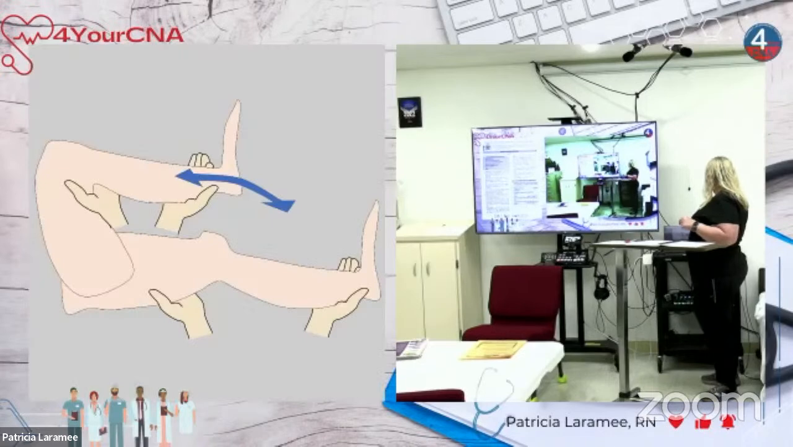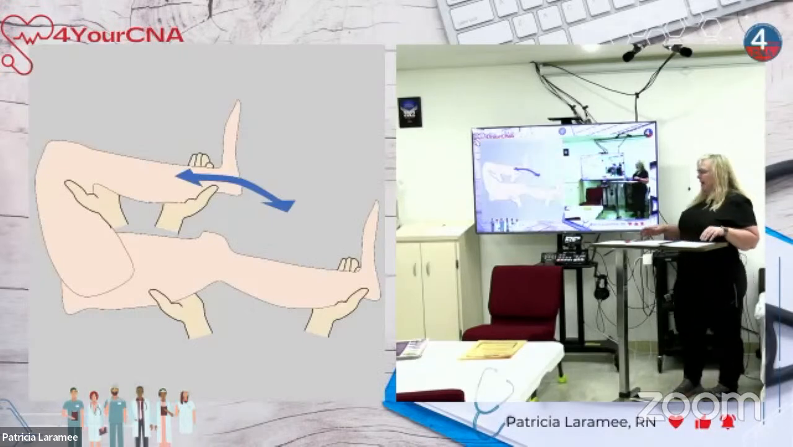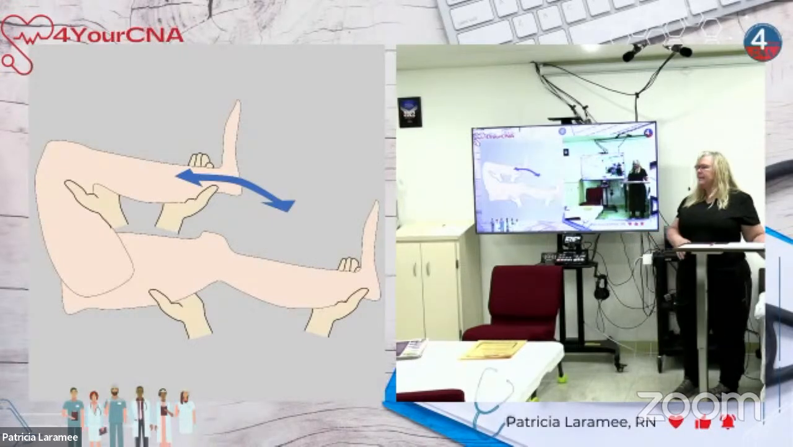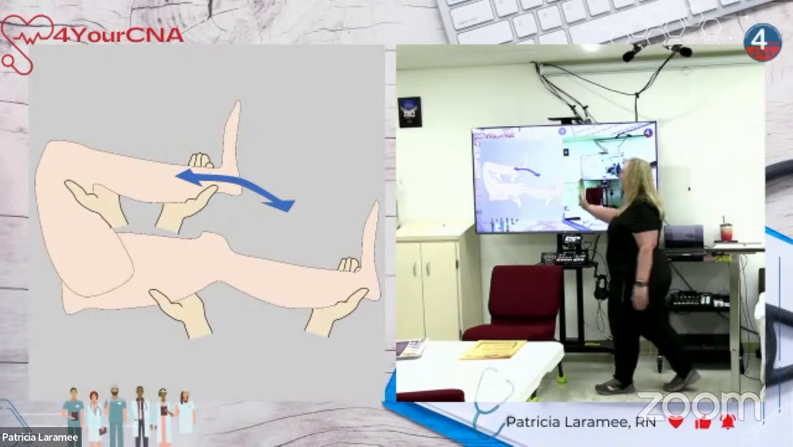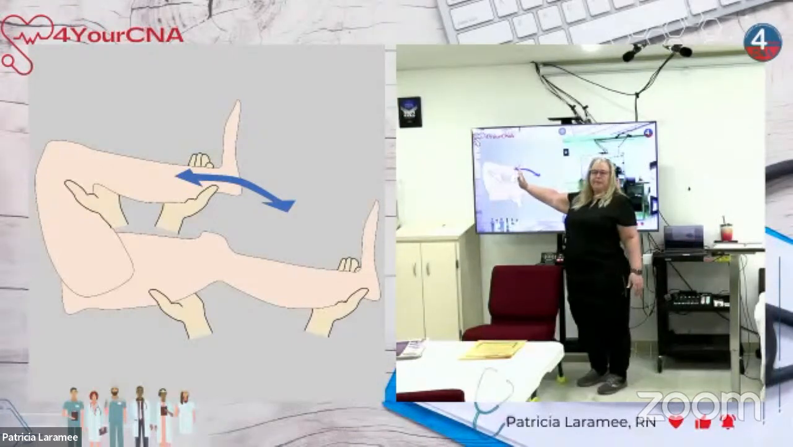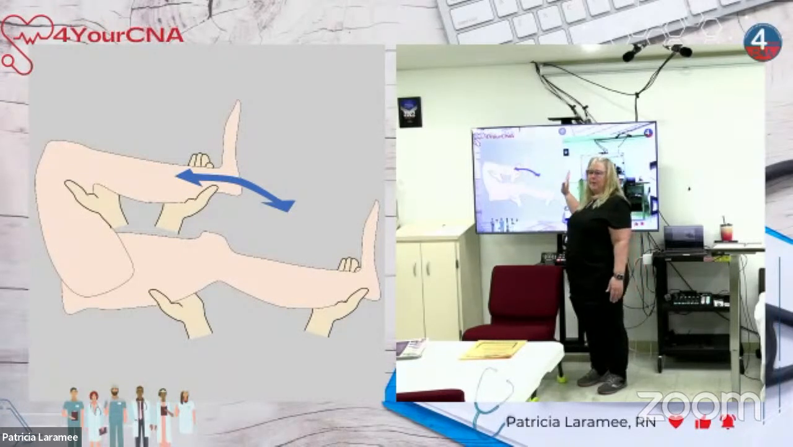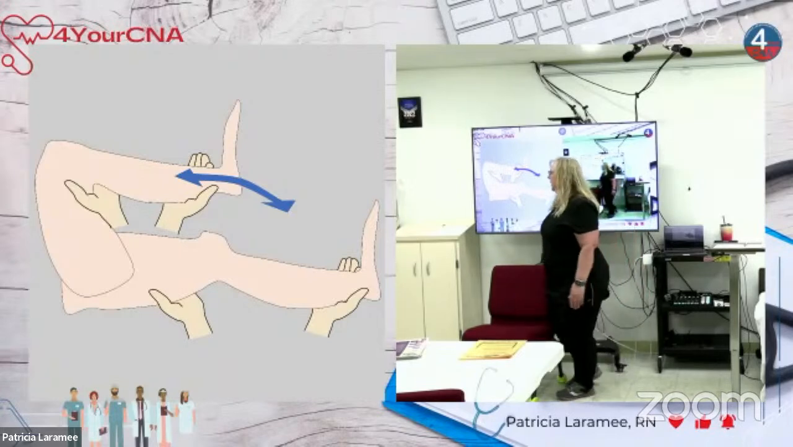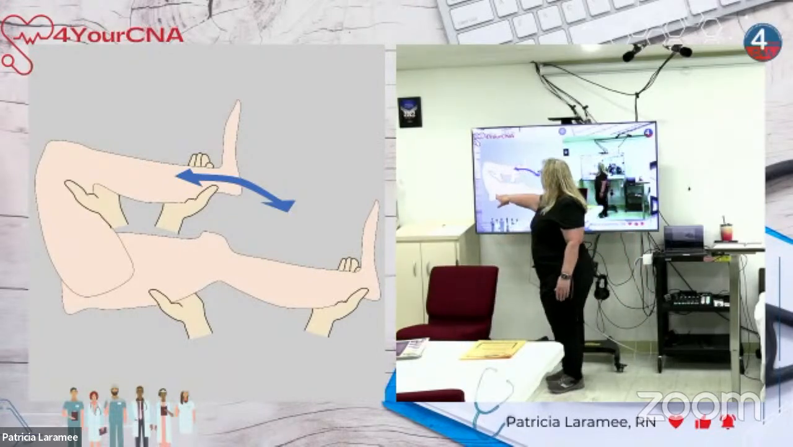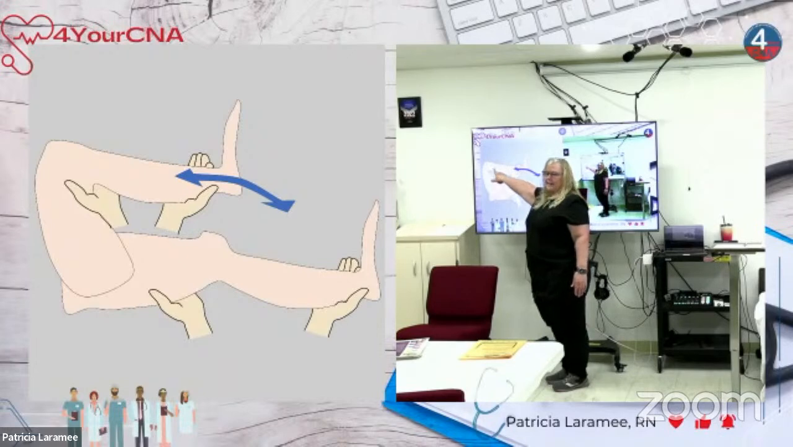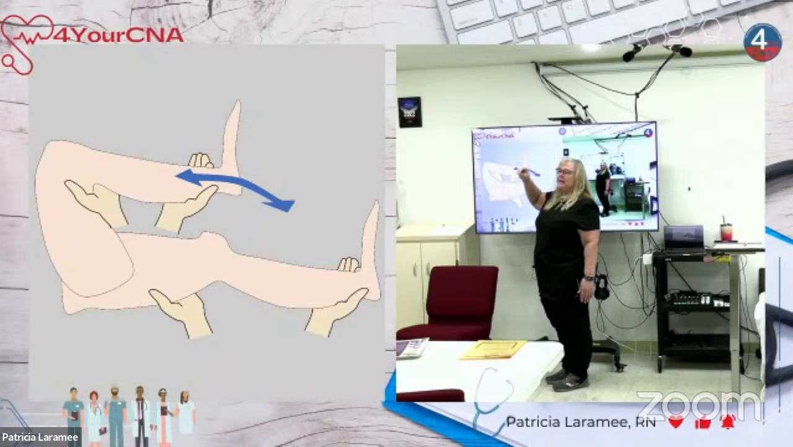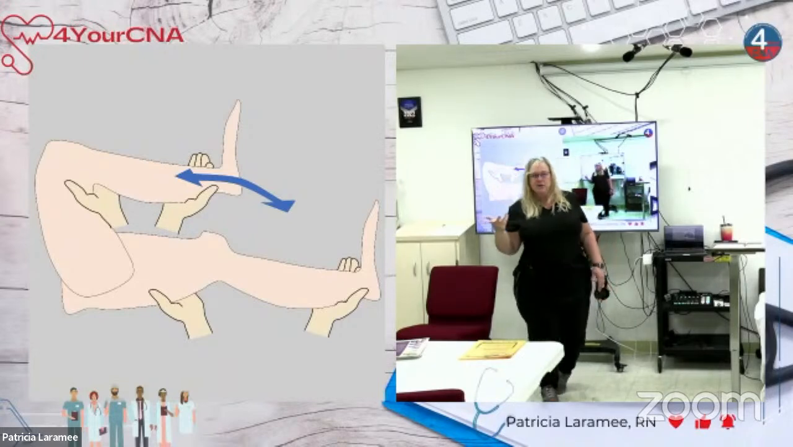And the way we do that is when the patient is laying down, we're going to lift the leg up and bend at the knee. So it's like they're climbing stairs. Okay, so we're going to bend the knee up to the chest and all the way back down to the bed. And if you look here, you'll actually see that the hip is bending as well as the knee. So both of these joints are getting exercised at the same time. So it's kind of a 2-for-1 exercise.